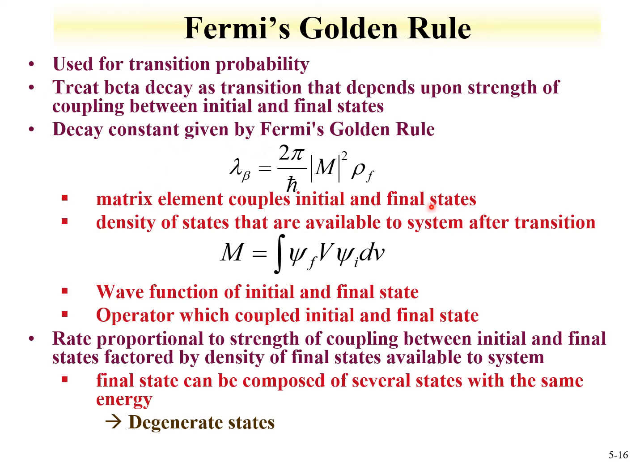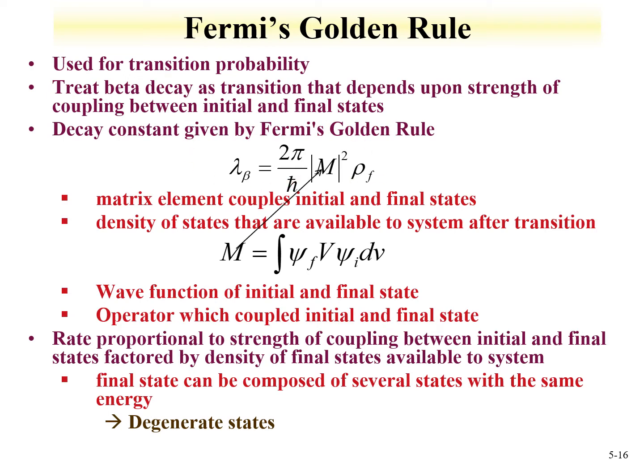So from Fermi's golden rule, we have this equation here where the decay constant is equal to 2 pi divided by h bar, this matrix element, and a density of states that are available to the system after transition. The higher the density of states, the more states available, the higher the probability will be of this transition.